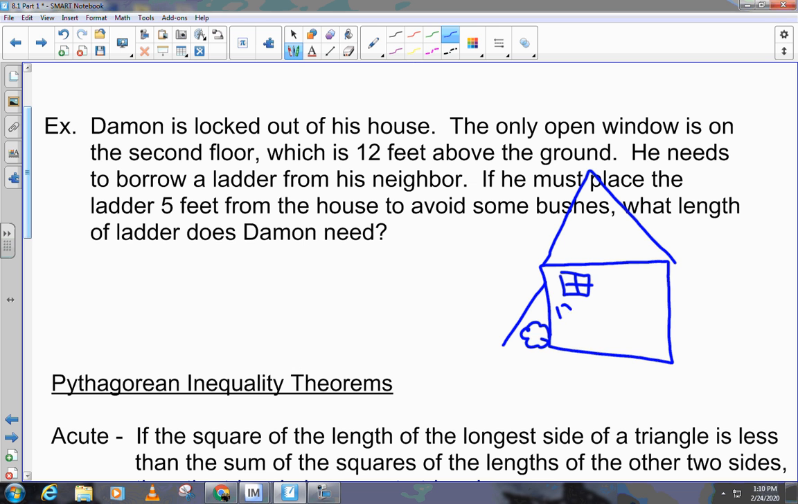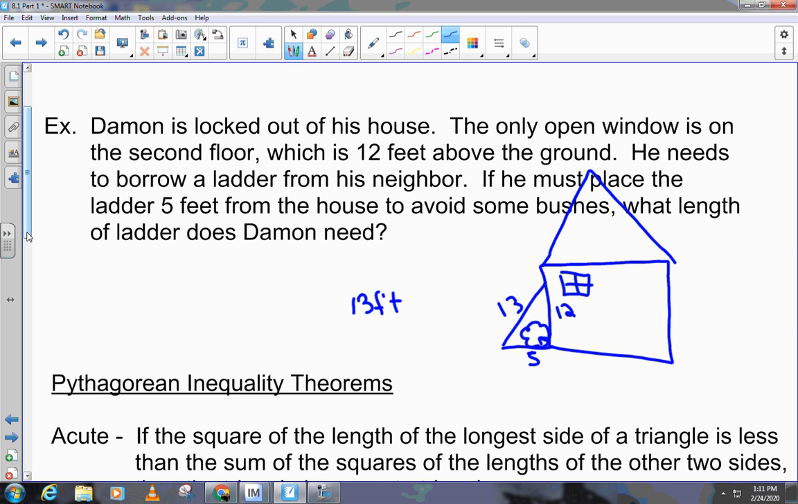The window is 12 feet above the ground. The bushes are 5 feet deep. You keep the ladder from being 5 feet from the house, okay? The house and the ground, in a perfect world, are a right angle, okay? So how long a ladder does he need? He needs a 13-foot ladder, okay?